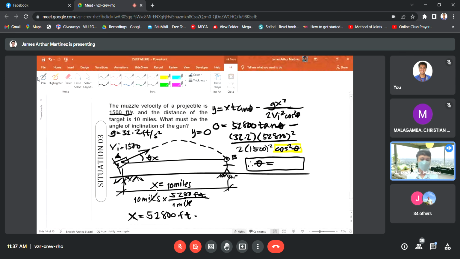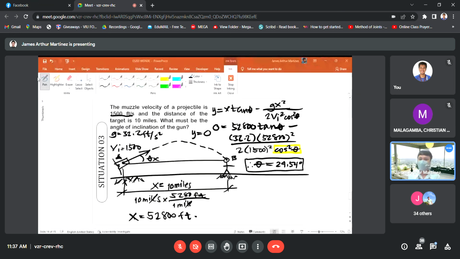So we have here, angle theta is equal to 24.54 degrees. Okay, so that is the final answer for situation number 3, since only the angle of inclination is being asked. So, questions so far or clarifications?